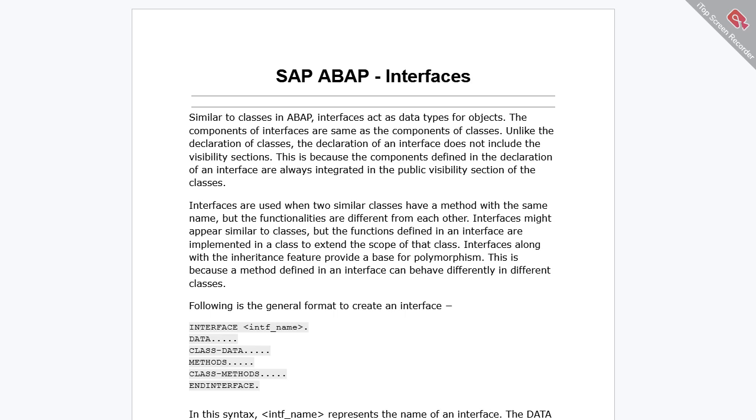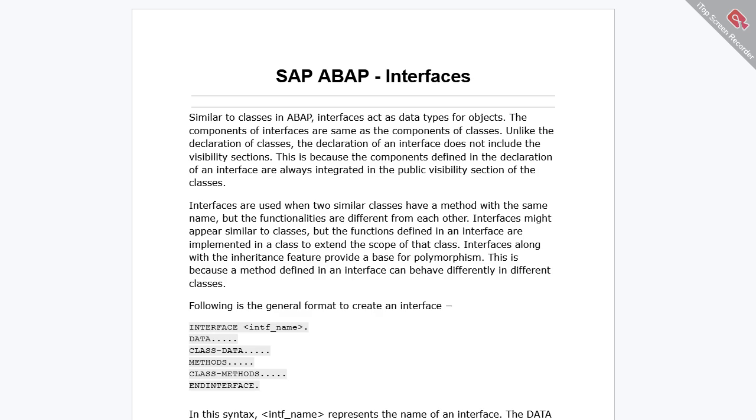Similar to classes in ABAP, interfaces act as data types for objects. The components of interfaces are the same as components of classes. Unlike the declaration of classes, the declaration of an interface does not include the visibility sections. This is because the components defined in the declaration of an interface are always integrated in the public visibility section of the classes.